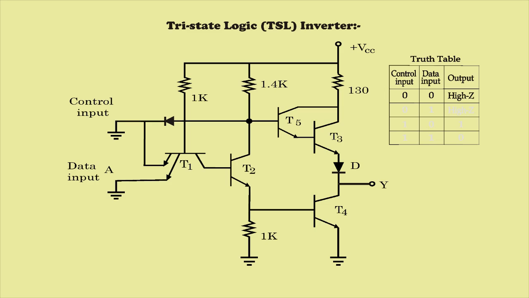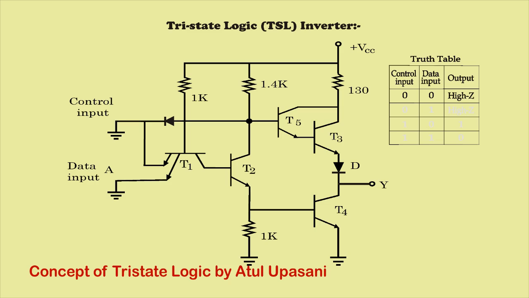So if both the transistors are off, then they will offer high resistance. So overall at the output, if you consider the combined resistance of the output, that term is called the impedance. So overall impedance of this circuit at the output will be high. That is why this state is called high impedance. So if control input is 0 and data input is 0, then this condition arises, that is the high impedance state. So this was the first condition we have discussed here.